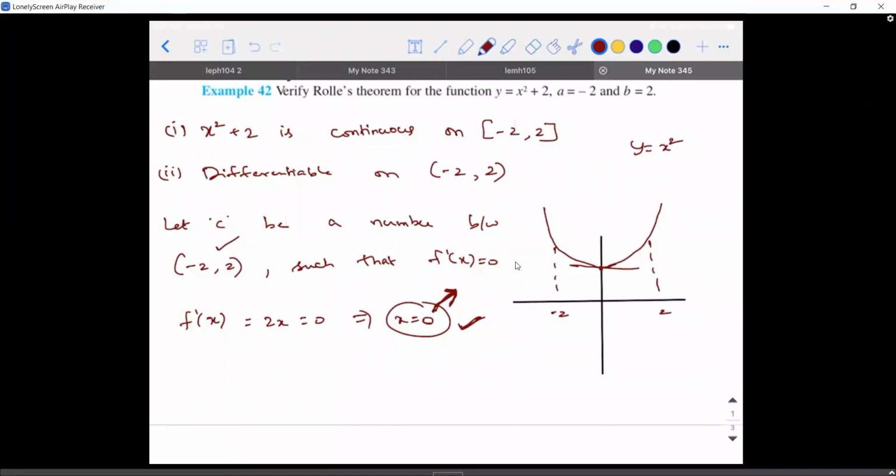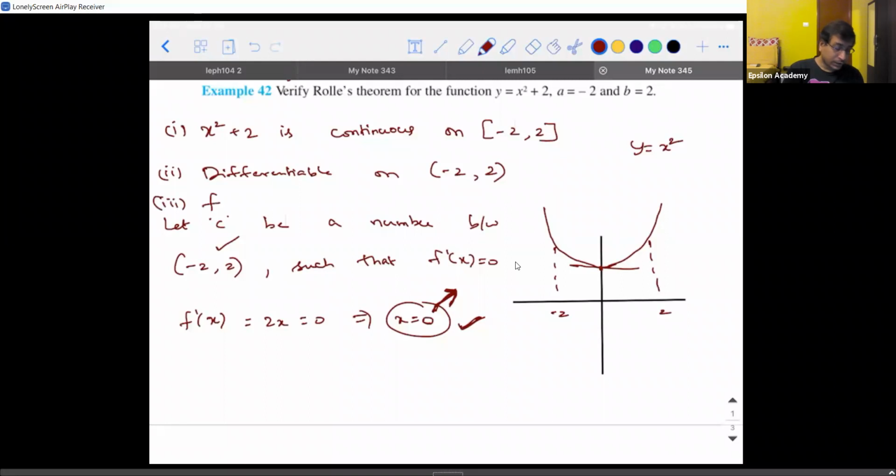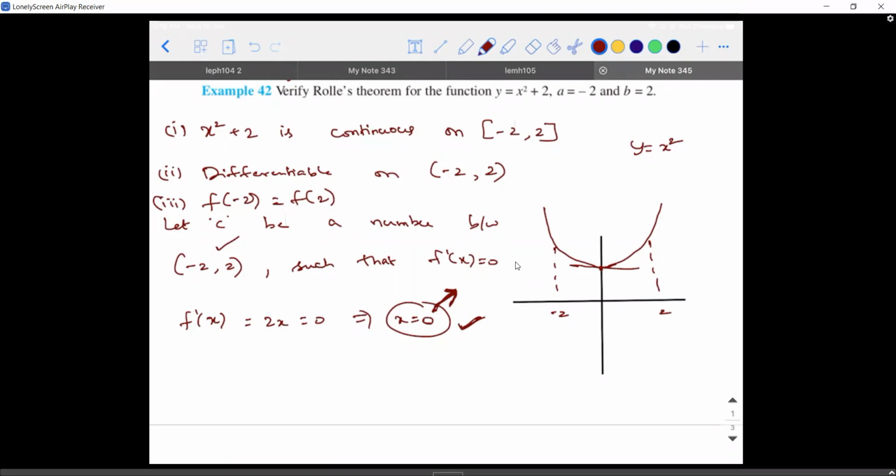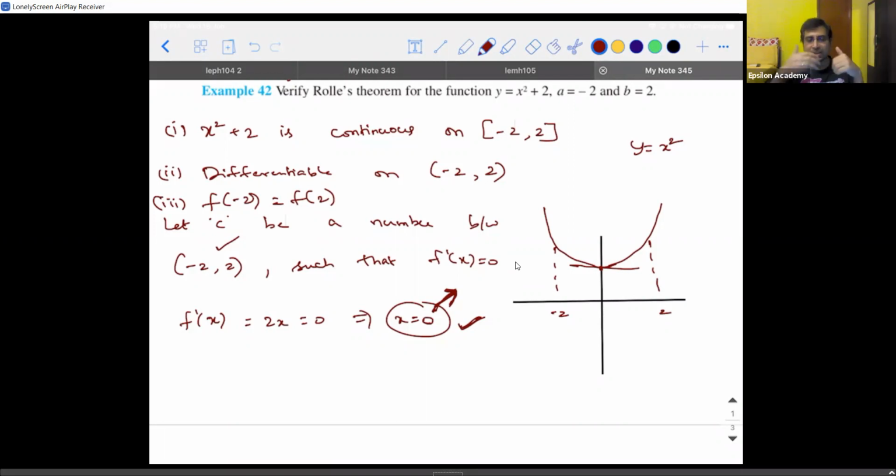Sorry guys, the third point that I missed is, I did it in my mind, but I forgot to write. F of -2 is equal to f of 2. Accept it. F of -2 is 6. F of +2 is also 6. Since these three conditions are satisfied, along with the fourth one, Rolle's theorem is verified.